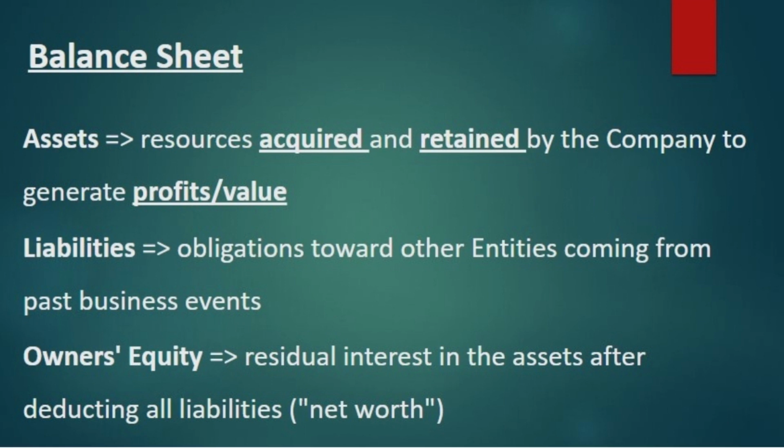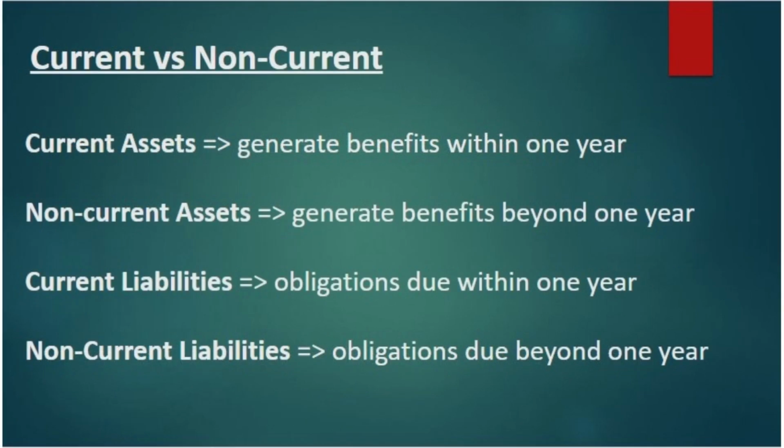The balance sheet includes assets, liabilities, and owner's equity. Assets are resources acquired and retained by the company to generate profits. Liabilities are obligations toward other entities coming from past business events. Equity is the residual interest in the assets after deducting all the liabilities. Assets and liabilities are then classified in the balance sheet as either current or non-current, as explained in the slide.